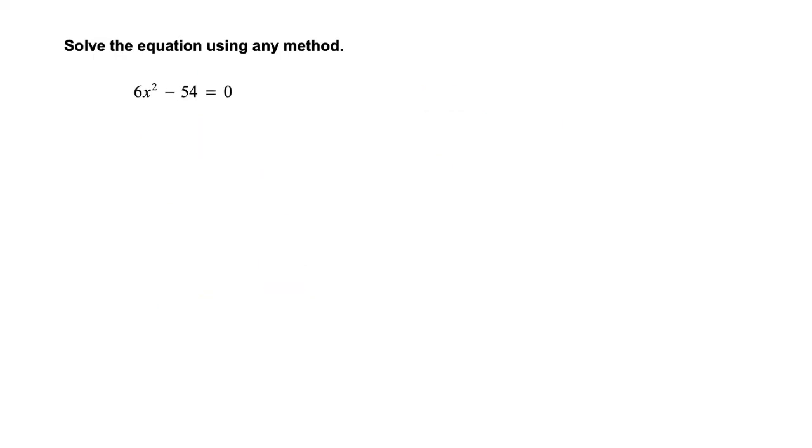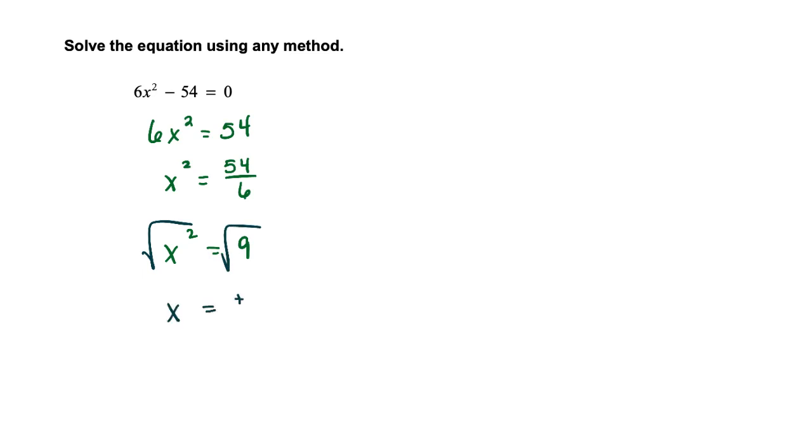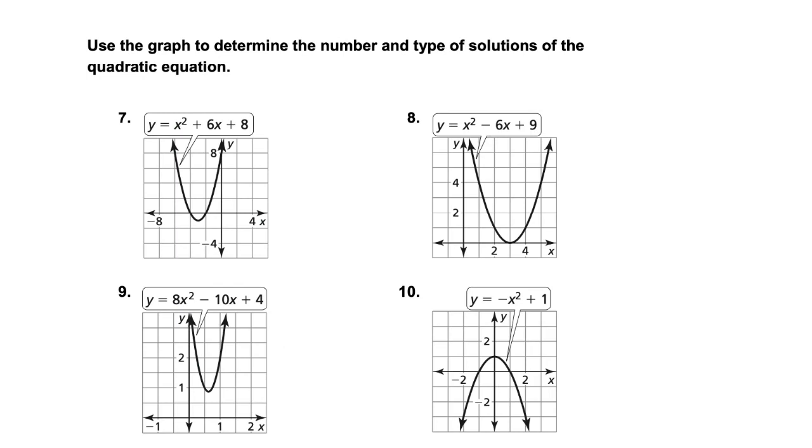Next one. Oh, this is very similar. No b term. No b term, man. I'm just going to get that x squared alone. Divide both sides by 6. That's just 9. Square root both sides. Two answers. Plus 3, minus 3. Done. Hey, that's all of our solve any way you want to.